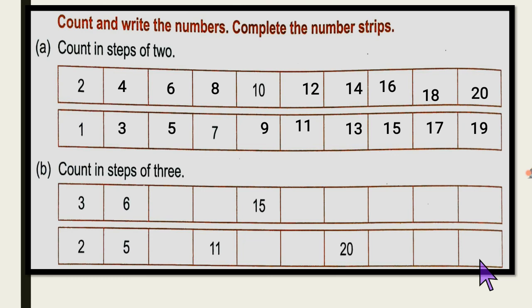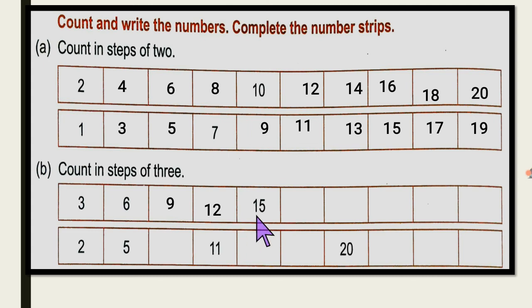Okay. Here is another example also. Count in steps of 3. Okay. Here we already learned this step, the 3 step. When we start from 3, you can see. Okay, after 3, when we count forward the 3 step, we get the number 6. Then after 6, when we count forward 3 steps, we get the number 9. After 9, when we count the 3 step, we get the number 12. Then after 12, when we count the 3 step, we get the number 15 here.